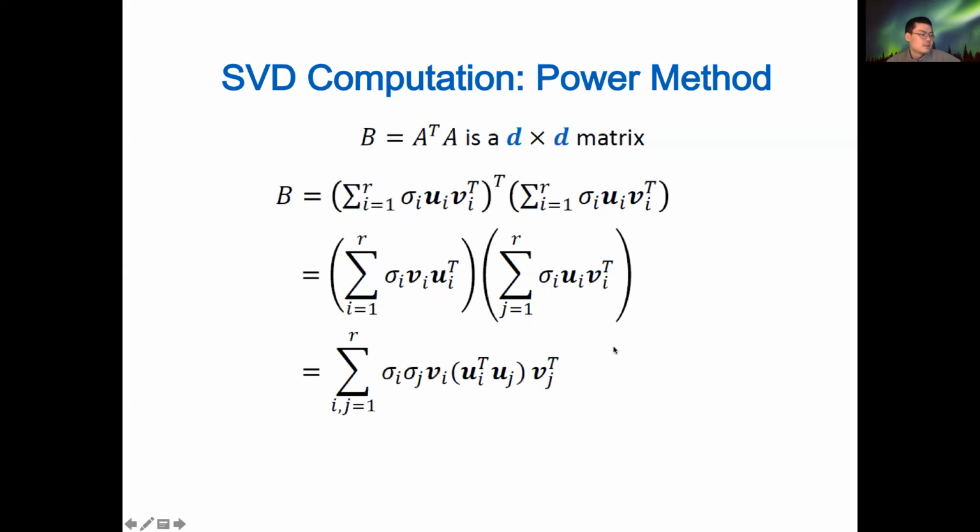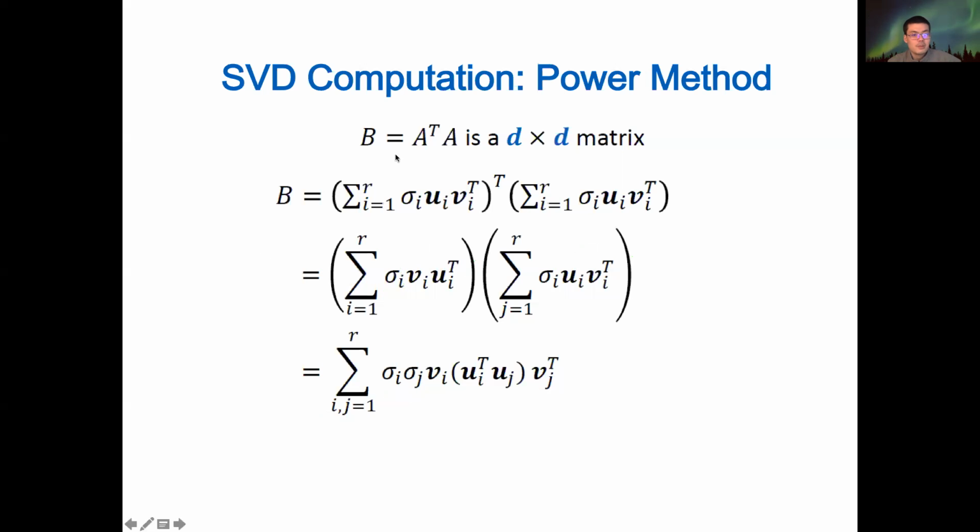Think about it: because of I and J, we can have R squared terms. I can go from 1 to R, and J can go from 1 to R. We take the constants at the beginning, and then these two terms. You notice that this is U I transpose, and this is U J. So here it's an inner product in the middle.